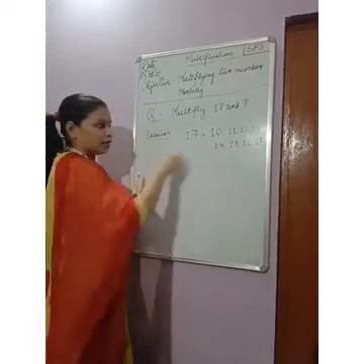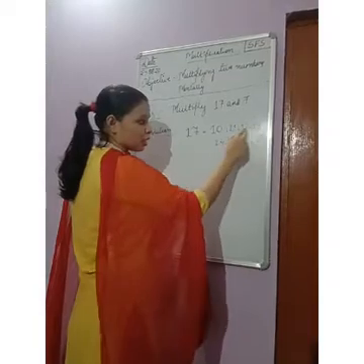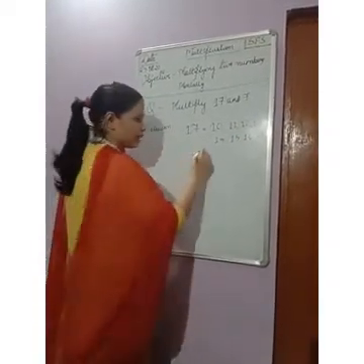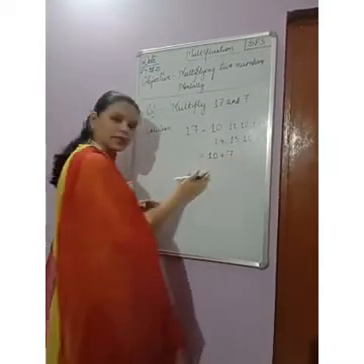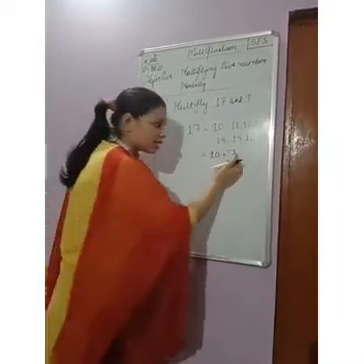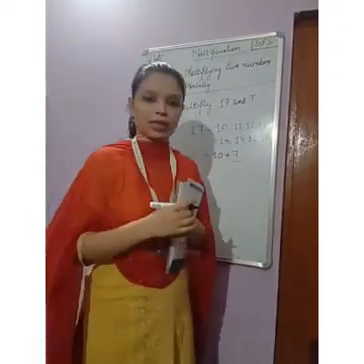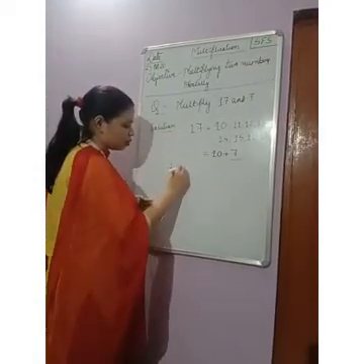Now from 10 to reach 17, how many numbers are there? 1, 2, 3, 4, 5, 6, 7. Alright, that means 10 plus 7. Clear till here? Now this 7 also we can break into two parts. How we can do that? Let's find out. 7 equals 5.